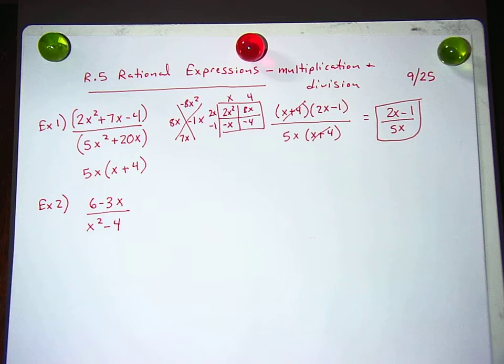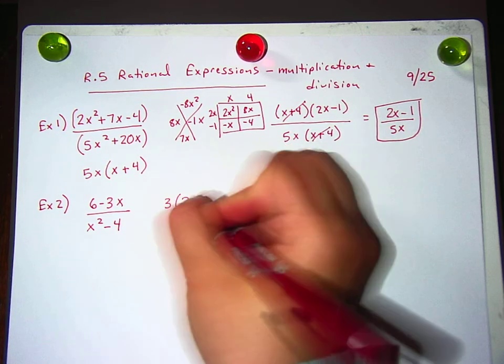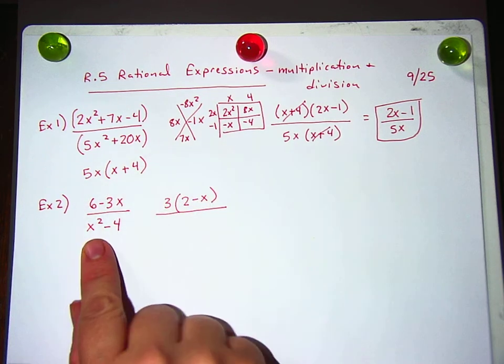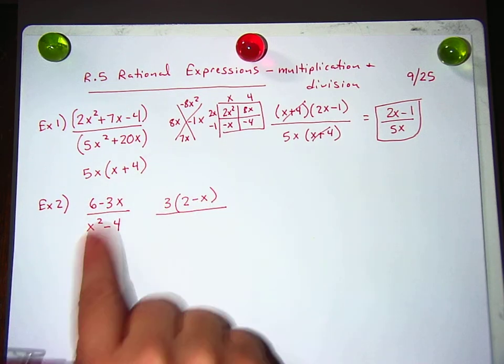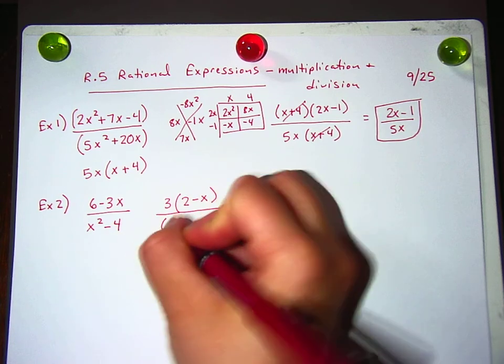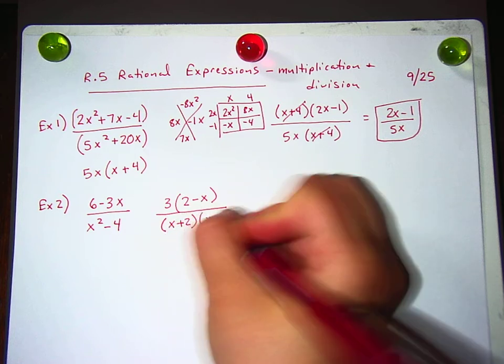Okay, so if I'm factoring out the top, to me it looks like I can take a 3 out. So I'm going to take a 3 out, and I'm left with 2 minus x. And on the bottom, this is a special formula because we've got x squared and 4, which means that they're both perfect squares. So I can break that down using my special formulas to x plus 2 and x minus 2.